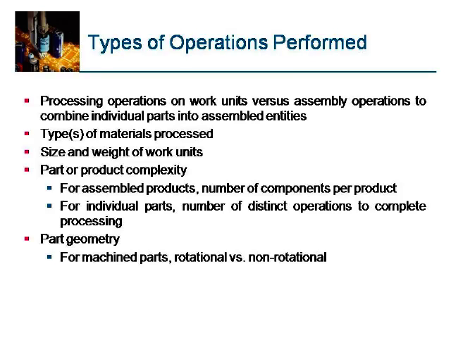Types of material processed: size and weight of work units, part or product complexity. For assembled product, number of components per product. For individual parts, number of distinct operations to complete processing. Part geometry for machine parts, rotational versus non-rotational.